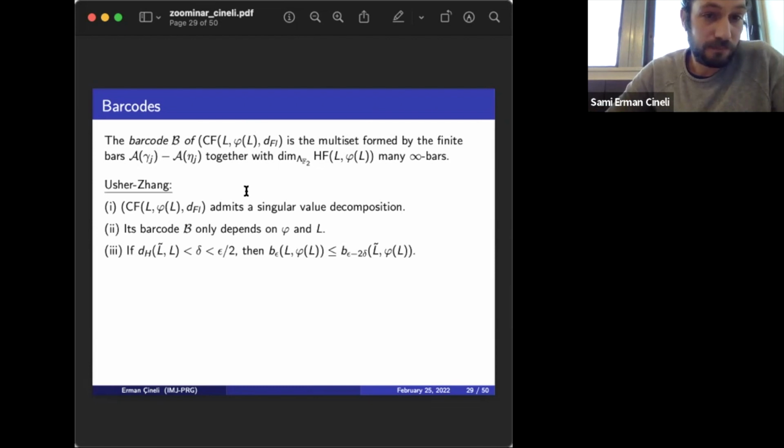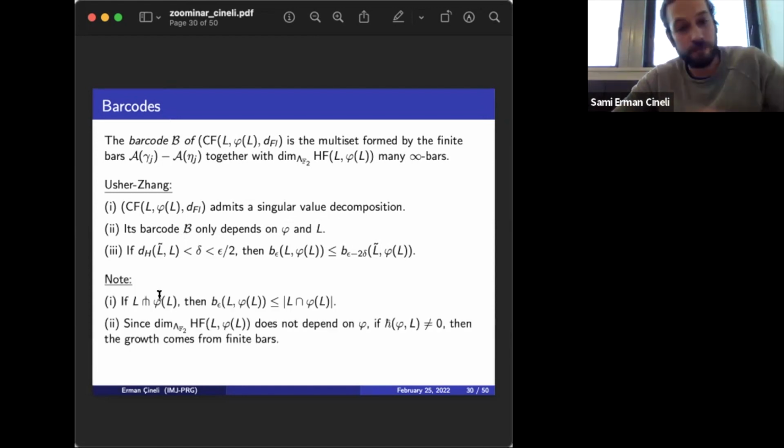Here are a couple of theorems by Ashraf and Zhang. First of all, the complex admits a singular value decomposition. Its barcode, this multiset, only depends on phi and L. So it makes sense to talk about the barcode of L and phi of L. And we have the Hofer stability. So when you make a Hofer small perturbation, the number of bars does not decrease much.